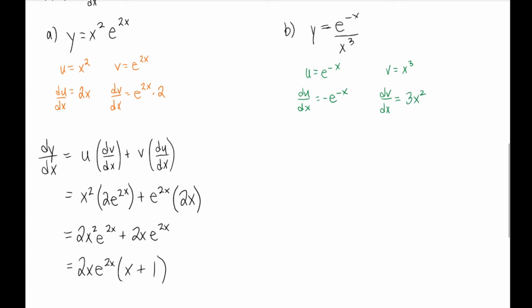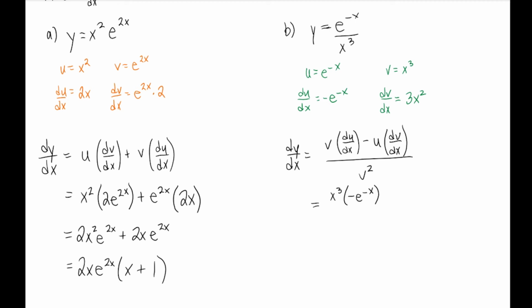And so we're all set to assemble things here using our quotient rule, which tells us that the derivative of the function is v times du by dx minus u times dv by dx all over v squared. And so we get x cubed for v, du by dx is negative e to the negative x. And then I'm going to subtract e to the negative x and 3x squared. And all of this will be divided by x cubed and then squared again.